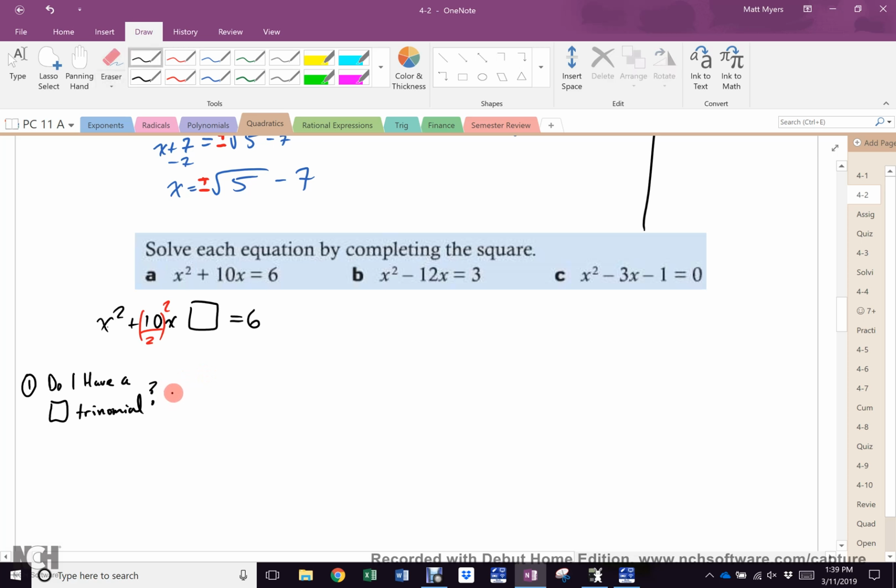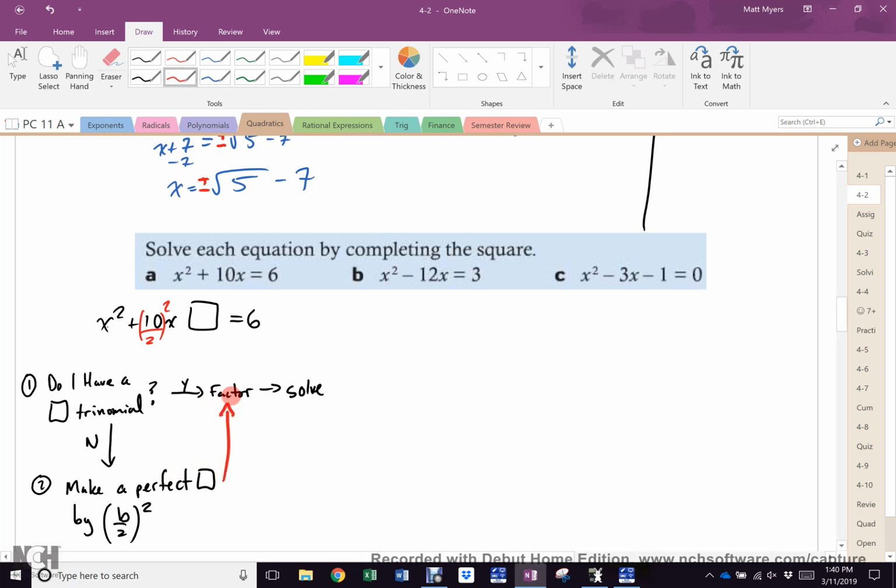So, if I have a perfect square trinomial, if it's a yes, let's make a flow chart. If it's a yes, I factor. And then I solve. Just like we did up top, right? What if it's a no? Then I go to step 2, which is I make a perfect square trinomial. How? By, what do I do to b? Divide by 2 and square it. Now, I will make a perfect square trinomial, correct? So then, I can bring my flow chart back up to here where I factor and solve. Everybody good? Let's try it.